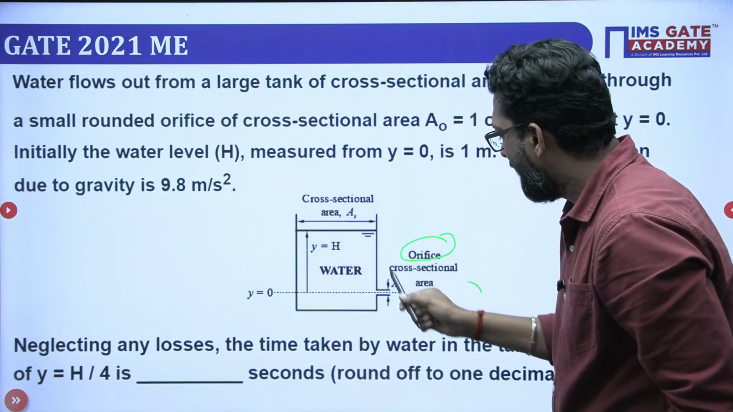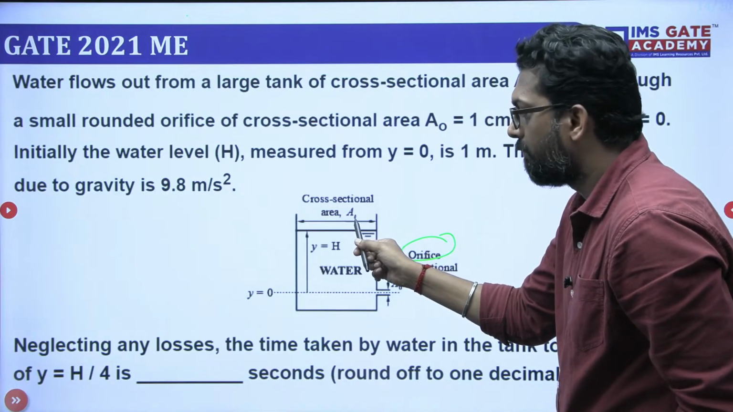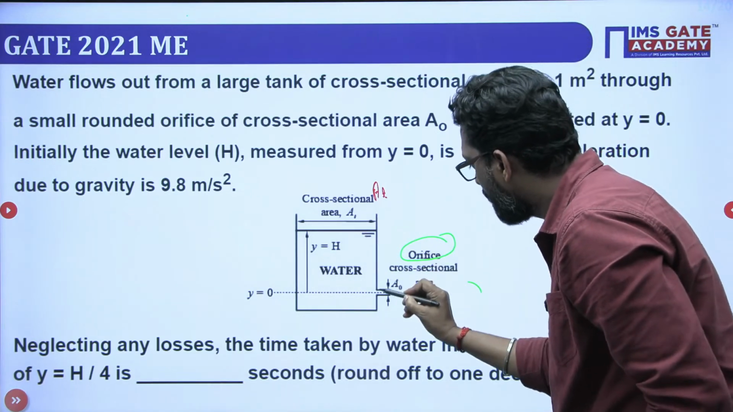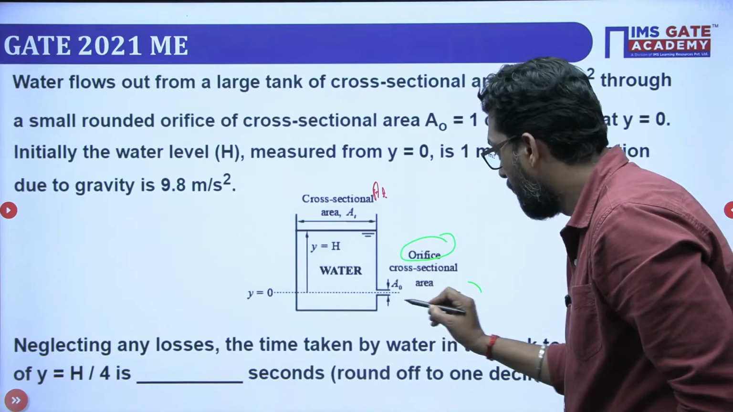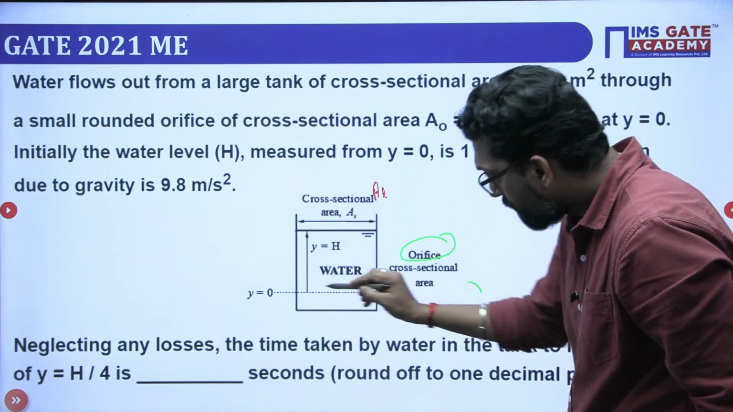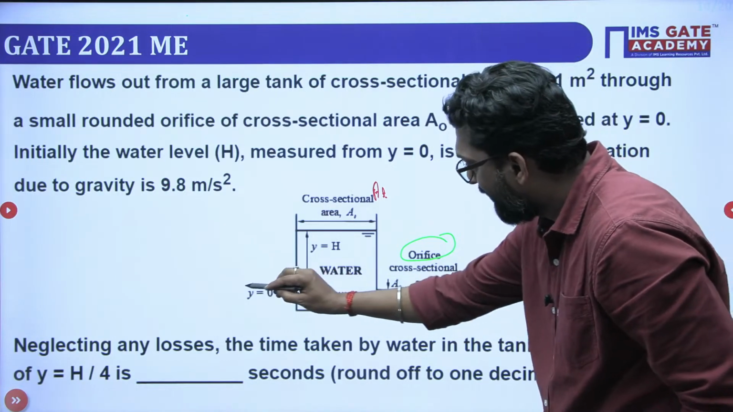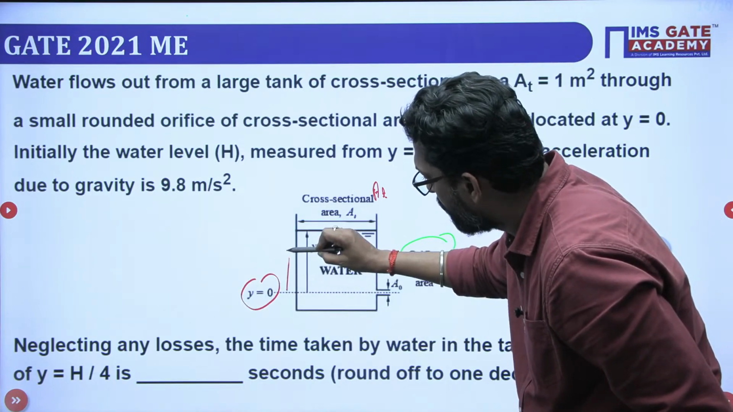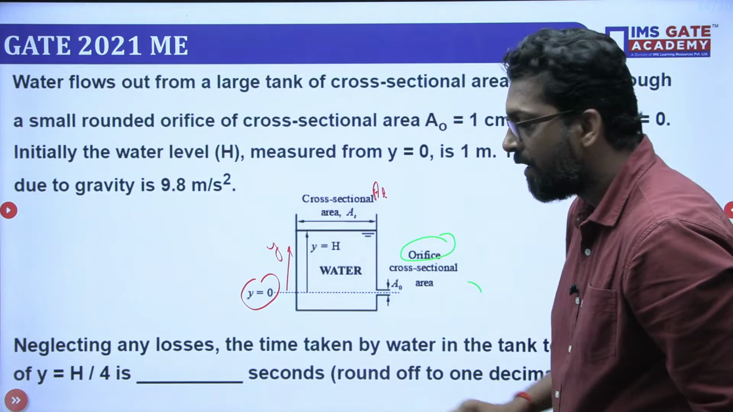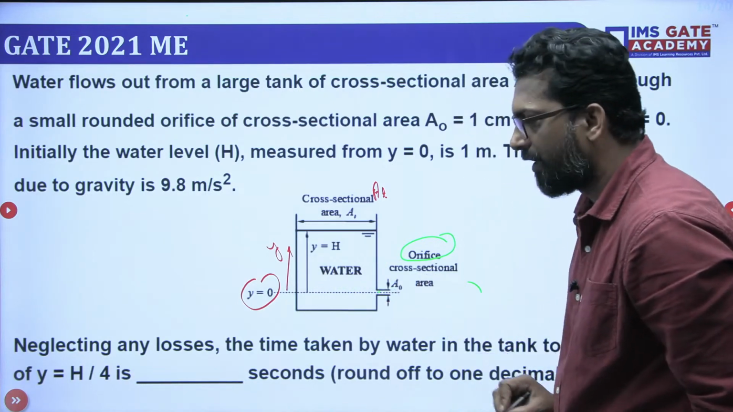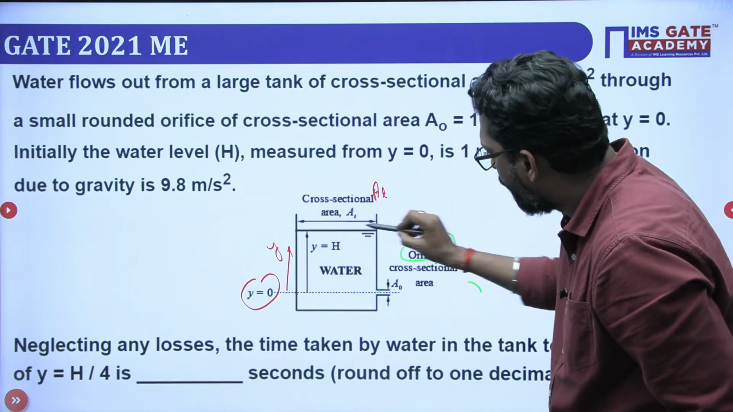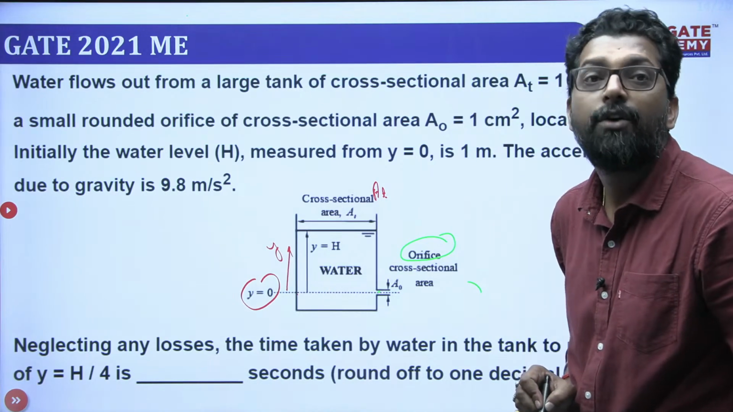The cross section area at the top is given as AT, and the cross section area of the outlet is given as AO. Here it is clearly mentioned that this is your reference datum line at y equal to 0. That means y is in this direction. So at y equal to 0 there is the orifice, and at y equal to h there is a free surface.